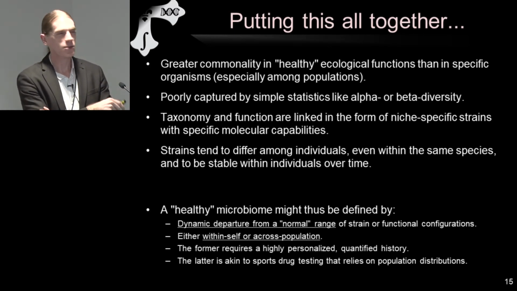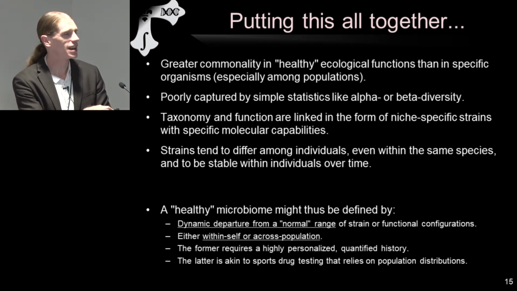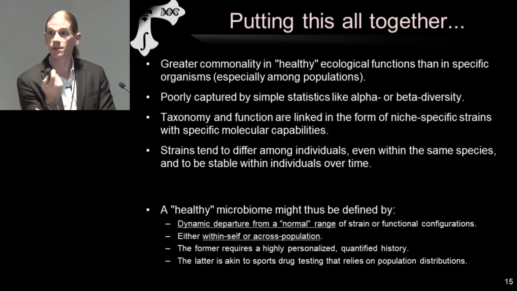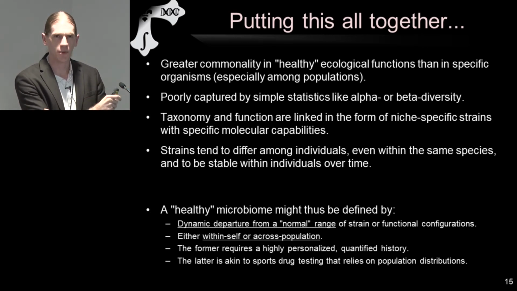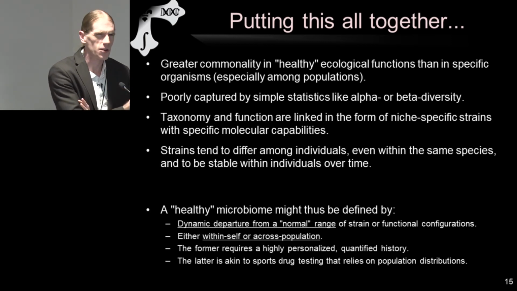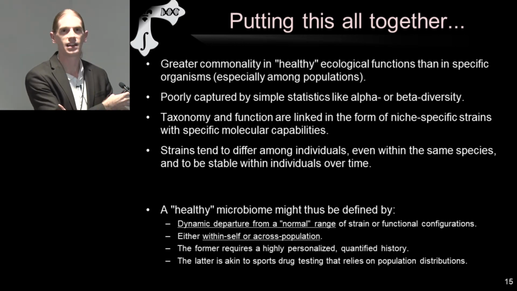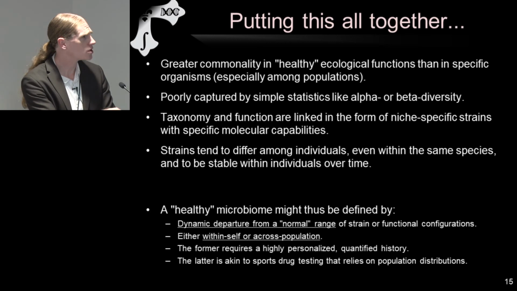So to wrap up the first half here, which I think has indeed gone a little over half, there's greater commonality in functional ecology than in composition of ecology with respect to health, especially as we saw earlier among populations. I haven't really called that out here. It's poorly captured by most simple summary statistics. I think one way or another we're going to be stuck with a fairly nuanced definition of microbiome health. But we can now start to link composition and function in the form of really zoomed in strain-specific microbial definitions, which tend to differ among individuals, but are stable within individuals over time, which really gives us hope of understanding how they contribute to an individual's health phenotype.